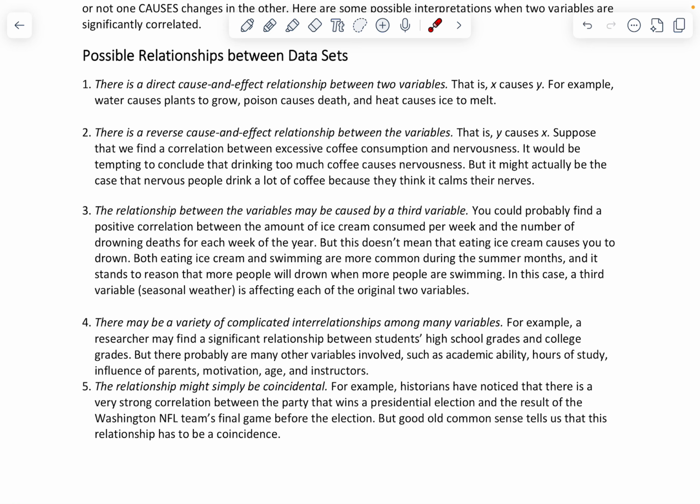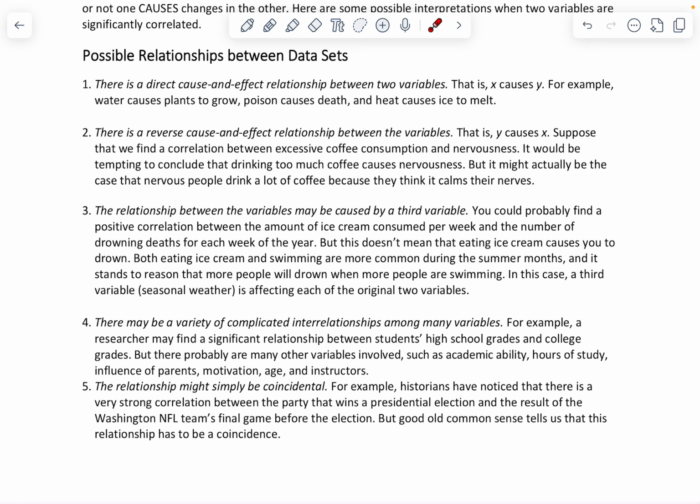3, the relationship between the variables may be caused by a third variable. You could probably find a positive correlation between the amount of ice cream consumed per week and the number of drowning deaths for each week of the year. But this doesn't mean that eating ice cream causes you to drown. Both eating ice cream and swimming are more common during the summer months, and it stands to reason that more people will drown when more people are swimming. In this case, a third variable, which we could call seasonal weather, is affecting each of the original two variables.